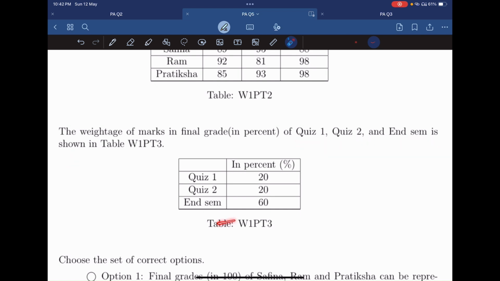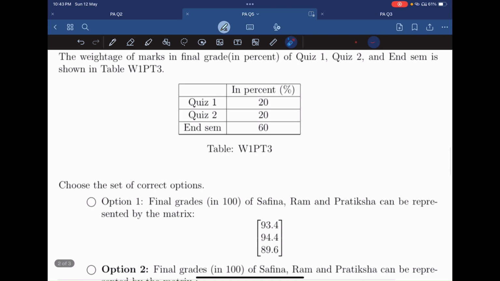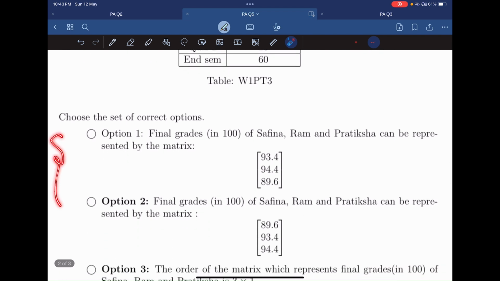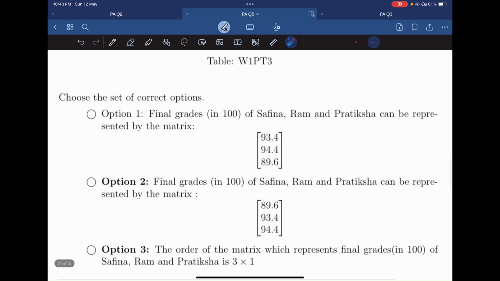Now, the weightage of marks in the final grade of quiz 1, quiz 2 and NSEM is shown in the table. So for calculating final grade, we are taking 20% of quiz 1 and 20% of quiz 2 and 60% of NSEM. So your final grade would be calculated by 20% of quiz 1 plus 20% of quiz 2 marks plus 60% of NSEM marks. Now let's read the options. So the first two options ask us that final grade of Safina, Ram and Pratiksha can be represented by the matrix this, while in option 2 the final grade would be represented by this matrix. So let's check that.